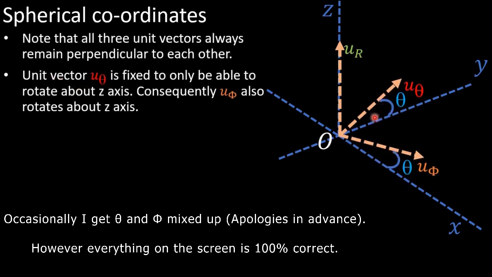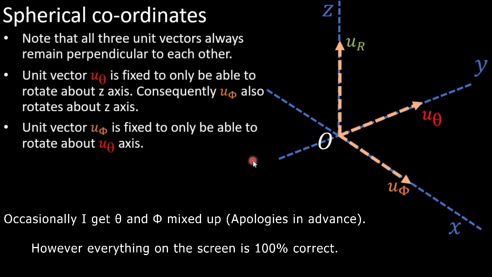So the unit vector u sub theta is fixed to only be able to rotate about the z-axis. Consequently, u sub phi also rotates about the z-axis because, again, they remain perpendicular to each other. So these two angles here and here are going to be the same. However, just because u sub phi has moved an angle of theta, the angle phi is still 0, even though it has rotated about the z-axis.